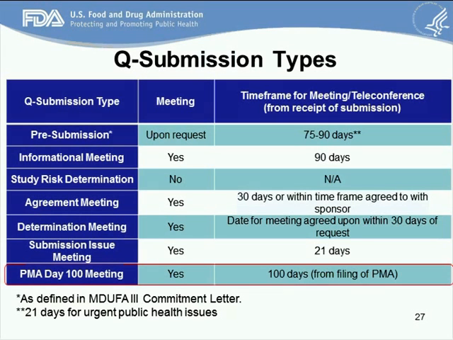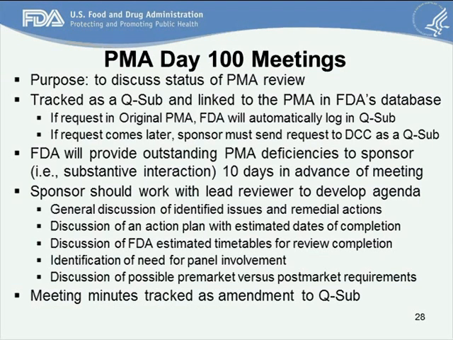Okay, and the last type of Q submission is the PMA Day 100 meeting. This is another case where the policy hasn't changed. We still reference the existing guidance on PMA Day 100 meetings. The purpose of such meetings is to discuss the status of a PMA review. What's new is that these are being tracked as Q submissions. We are linking them to the PMA in our databases.